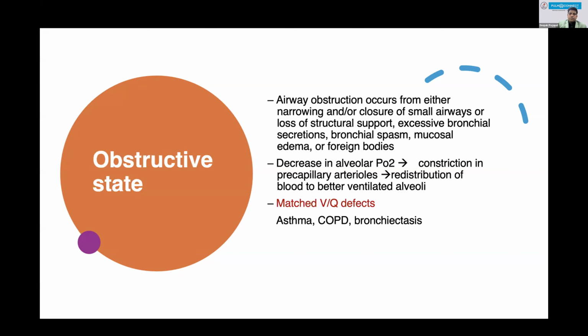The third one is the obstructive state, where the airway obstruction occurs from either narrowing or the closure of small airways or loss of structural support, excessive bronchial secretion, bronchial spasm, mucosal edema, and the foreign bodies. As a result, there is decrease in alveolar PO2, which leads to the constriction in precapillary arterioles, and there is a redistribution of blood to the better ventilated alveoli, which leads to matched ventilation perfusion defect. It is seen in asthma, COPD, and the bronchiectasis.